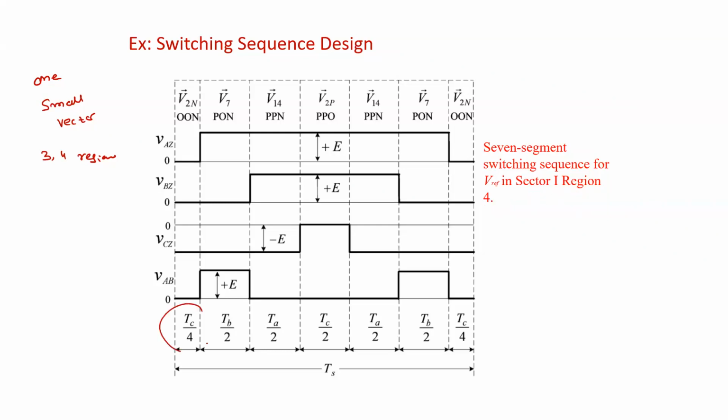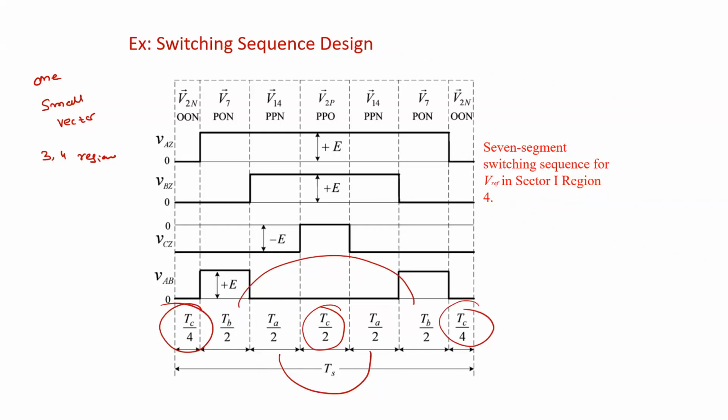Understood? So here 1/4 period, 1/4 period, and this is off period. So this is TA by 2 and this is TB by 2. So this is the 7 segment switching design. Okay, so this is the most commonly used one, right? We have already seen that we have some drawback with this one. So that is also there.